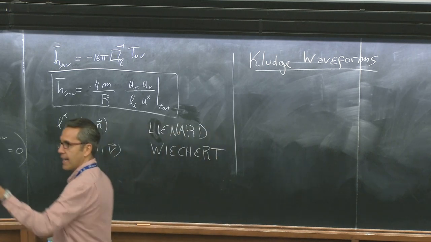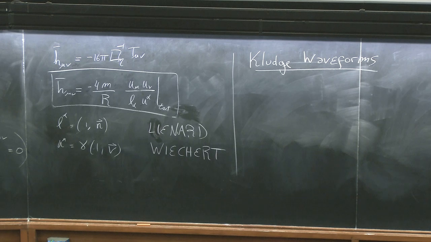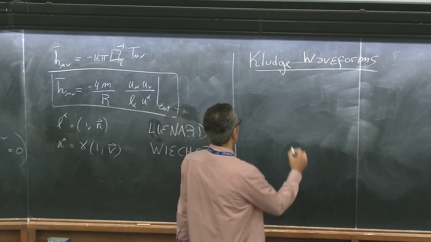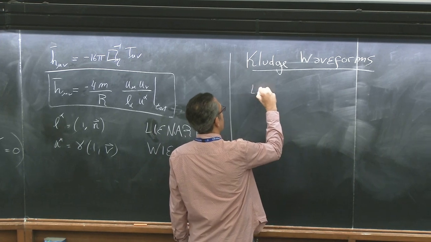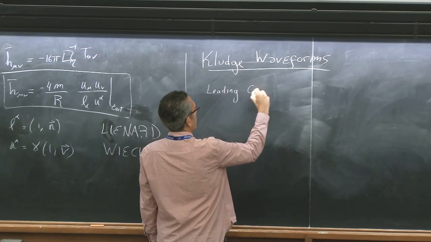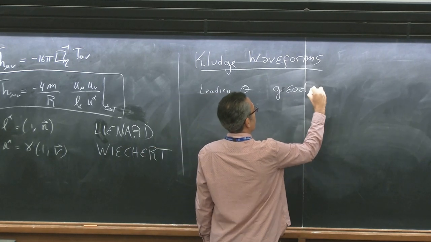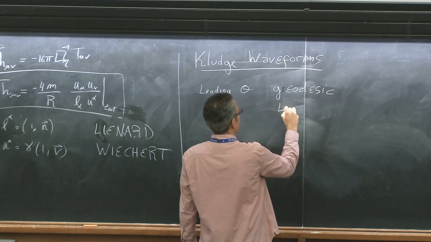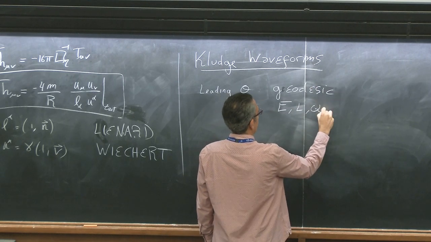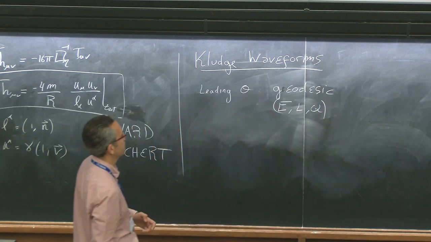We go ahead and we again follow what Peter was saying earlier. So at zeroth order in Q, leading order in Q, when Q is zero, then I should have a test particle moving in a geodesic. So to leading order, I'm going to have a geodesic. It's characterized by some energy, angular momentum, and Carter constant. Okay?